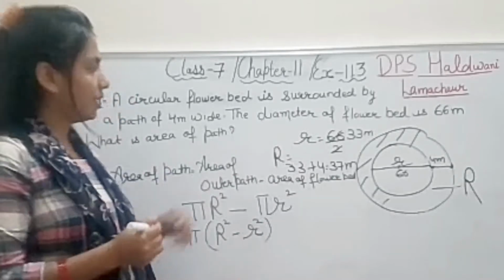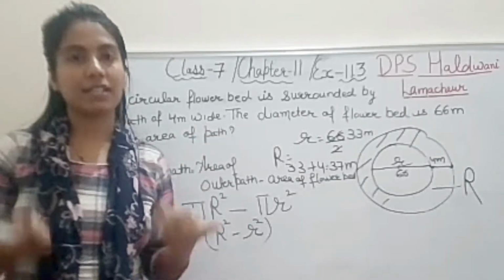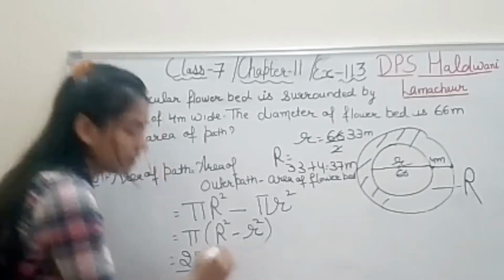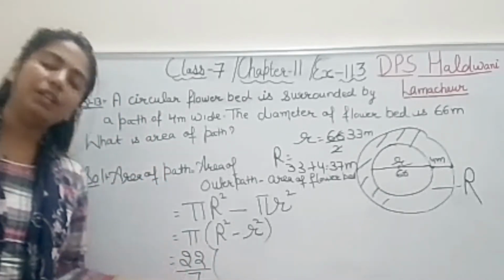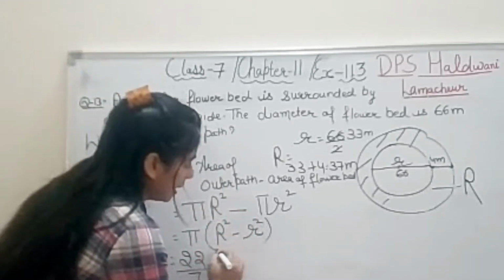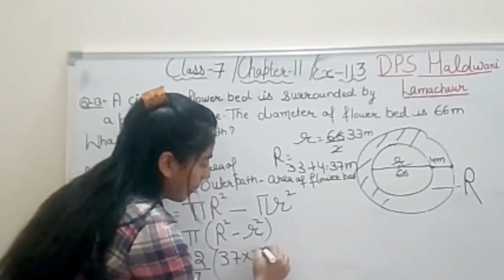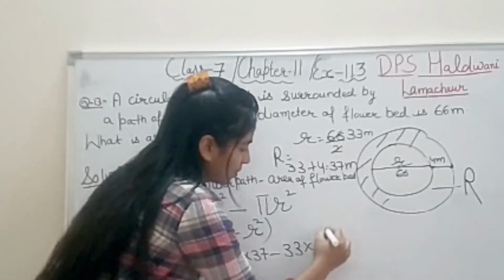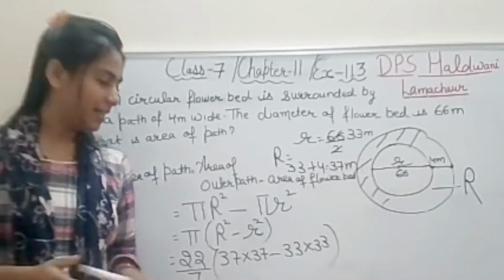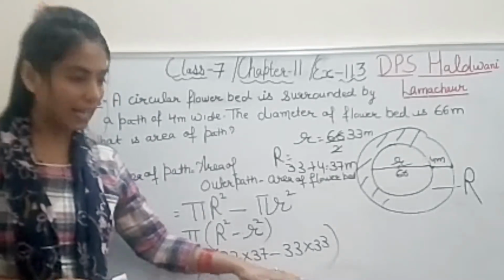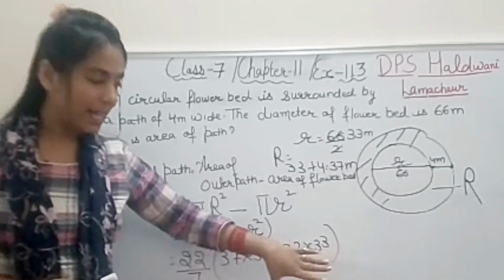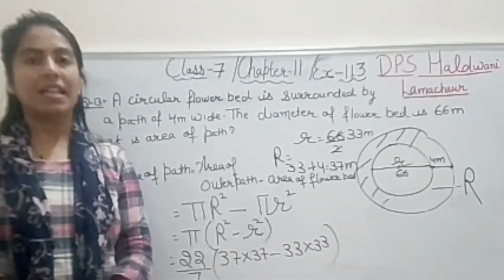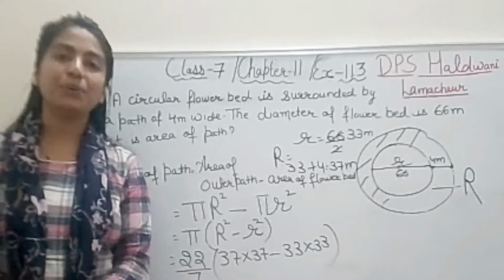Now there are only calculations, and here no value of pi is given to you. Either you can use 22 by 7 or 3.14, or you can choose 22 by 7. Only you will do the calculation. Capital R 37 into 37 minus small r 33 into 33. So this is just calculation, students. You can do this. You will solve the first bracket, multiply, then multiply this, subtract the answers, and then solve with the 22 by 7. This type of solution you know, student, how to do.